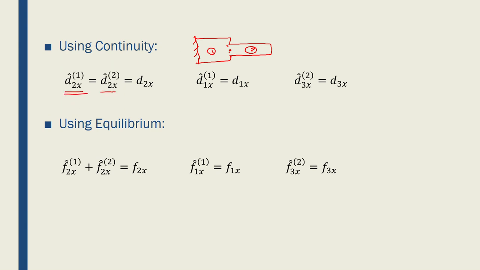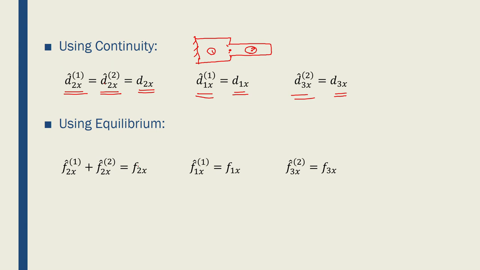So that's how we write this equality, that d2x1, displacement of node 2 in x direction for element 1, is equal to d2x2, which is displacement of node 2 in x direction when attached to element 2, and we call that the global d2x, where we get rid of the hat sign and the element number. Because node 1 and node 3 are not attached to any other elements besides element 1 and element 2 respectively, we can just say that d1x1 is equal to d1x and d3x2 is equal to d3x.